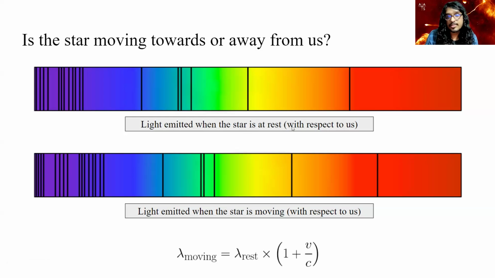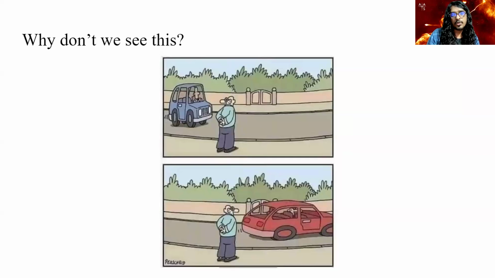So this is light emitted when the star is at rest with us, and this is light emitted when the star is moving with respect to us. The star is moving away from us, so it's redshifted, and you can see that all the lines are moving to the right. It's moving to redder and redder wavelengths, or the absorption lines are moving to the redder and redder wavelengths. So why don't we see this?